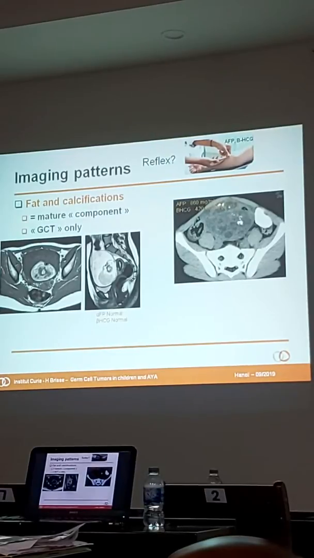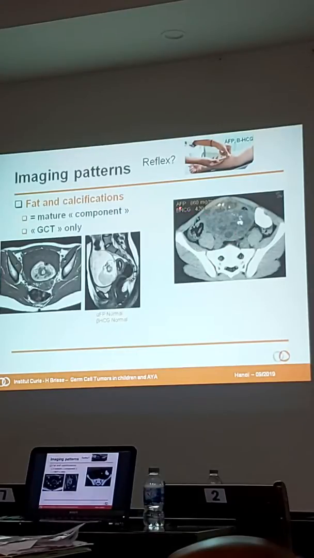When you find this case, exactly the same situation. Here you have a young girl with a tumor with a cystic component and a solid component containing fat and calcifications. Okay, you test the serum, normal level of AFP and beta HCG, but it is possibly a teratoma. It was in this case a pure teratoma, but you may have some other component. I will show you another case just after, you will understand.